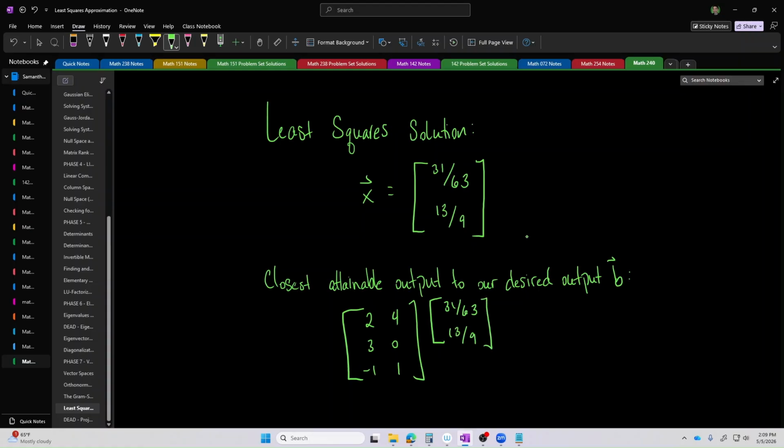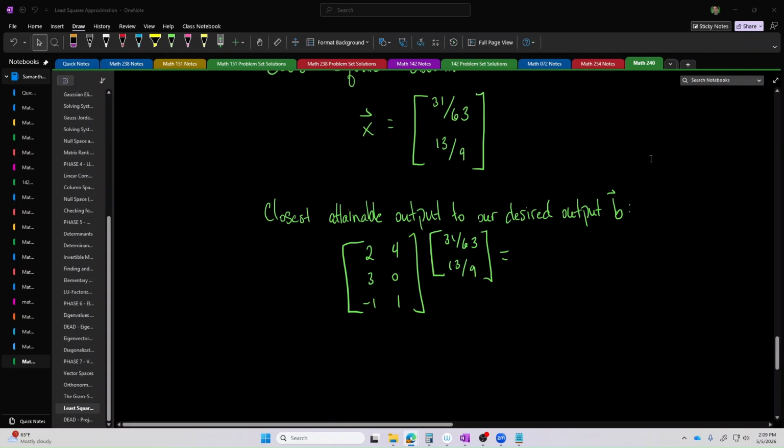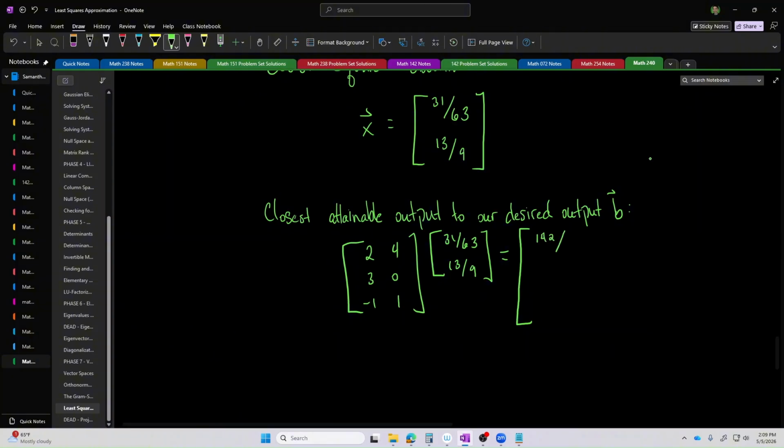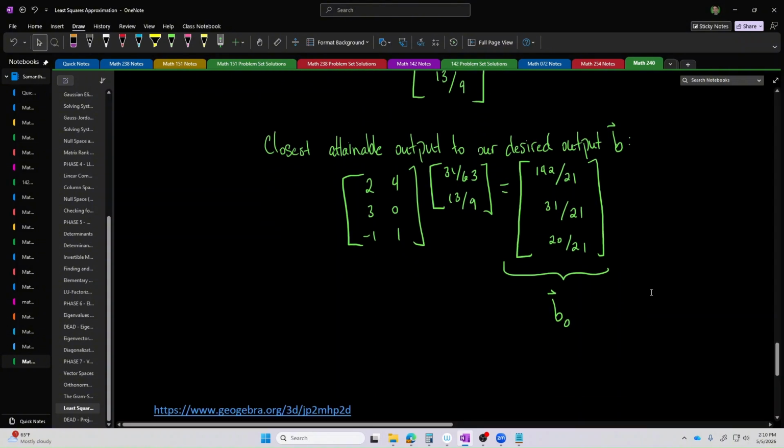I've been doing pretty well with my arithmetic up to this point in this video, but at this point I will just get Wolfram Alpha to do this matrix multiplication for me. If you go through with this matrix multiplication, the result is 142 over 21, 31 over 21, and 20 over 21. This is the output that is as close as possible to the original output B that we were trying to achieve, but this output is actually in the column space of the matrix A. This output is actually attainable.